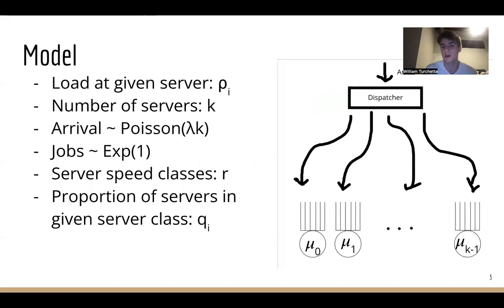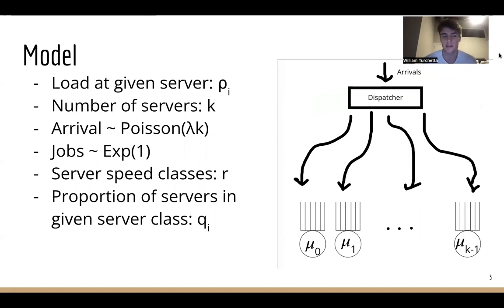So we were working in a heterogeneous system, and basically all that means is that we just have a bunch of servers running at different speeds, and some dispatcher. We call the number of servers in the system K, and we say that arrivals follow a Poisson process with rate lambda K. So lambda effectively can range anywhere from 0 to 1 to keep stability. And we'll say that jobs follow an exponential distribution with parameter 1.